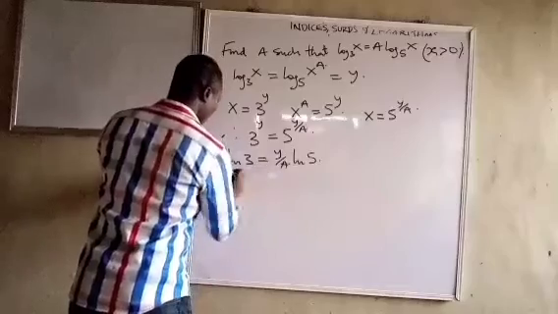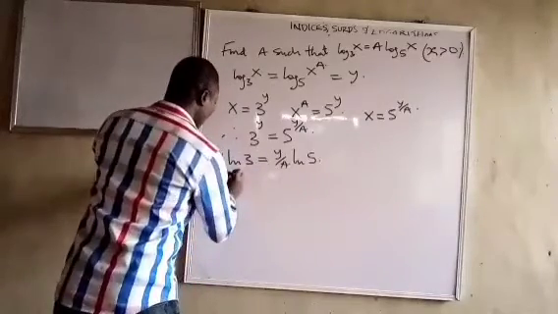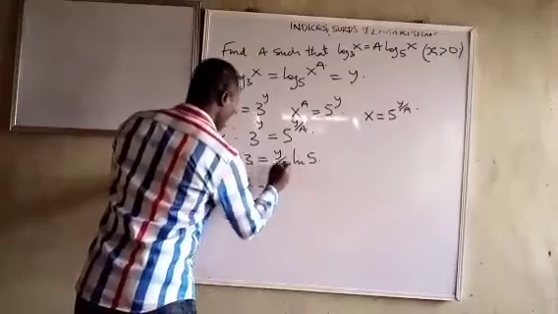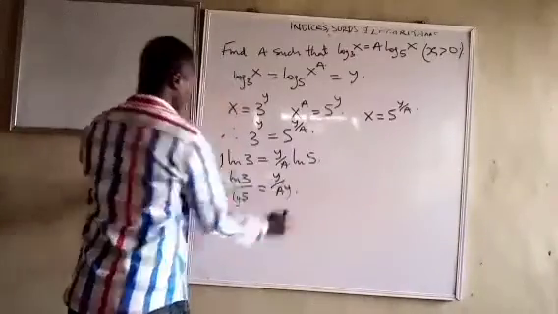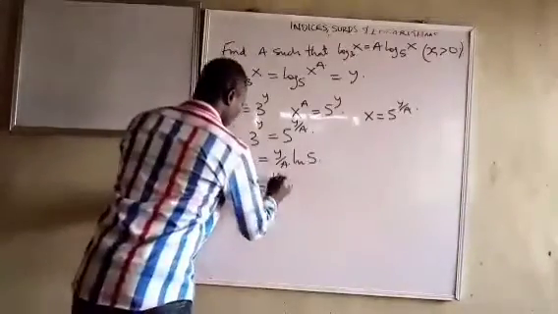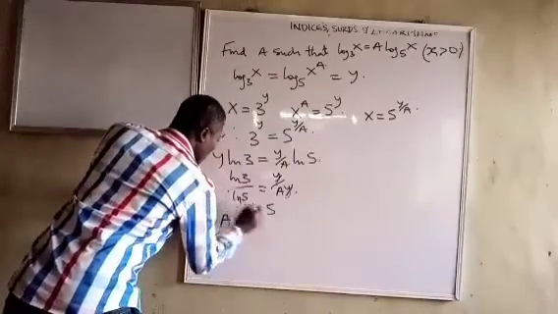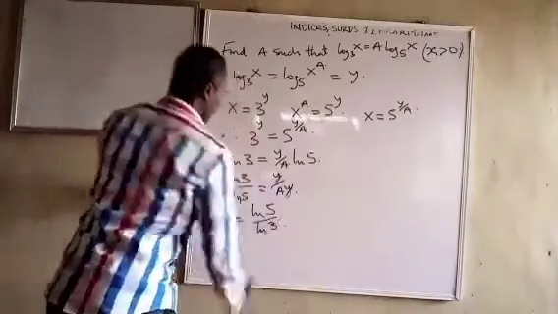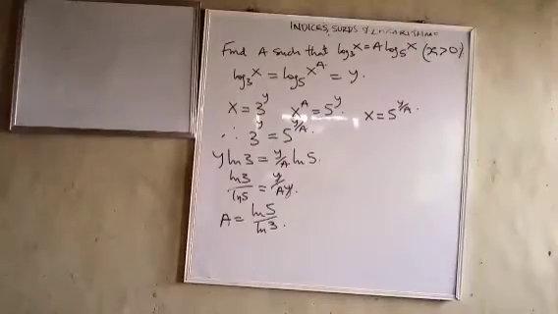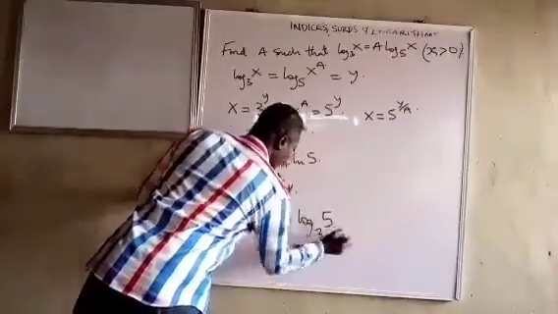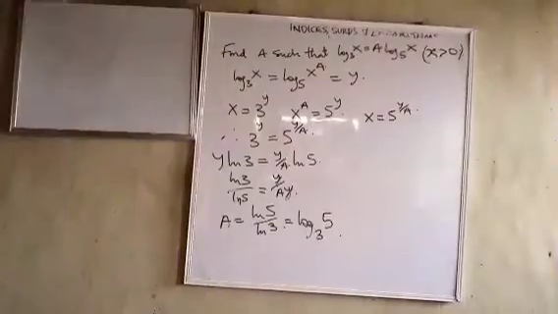Then I can now say divide both sides by y and ln 5. So ln 3 over ln 5 is equal to y over a y. So this one comes here, this one comes here. So a is equal to ln 5 over ln 3. You can also say it is equal to log 3 of 5.